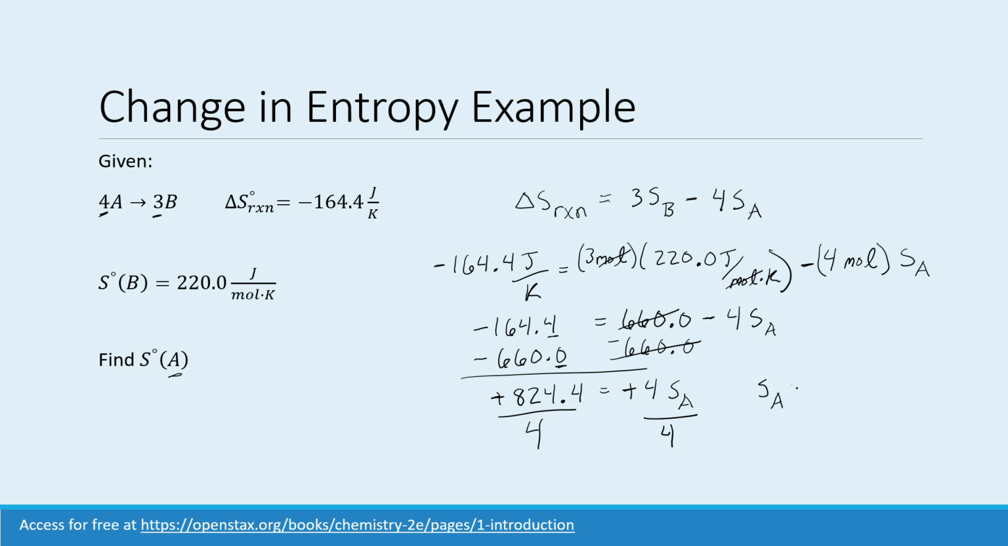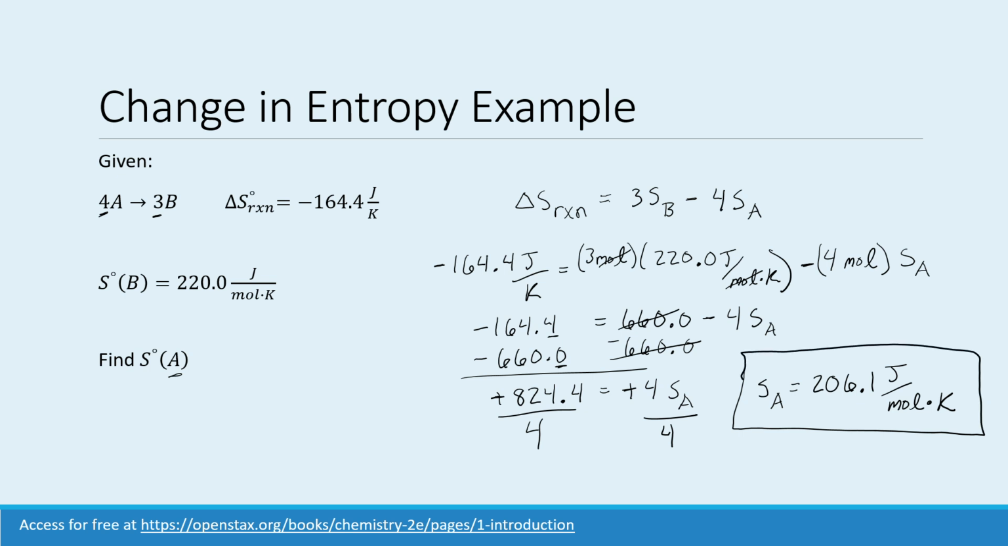Okay, so we've got 4 significant figures, which means we need to end with 4 significant figures, and so the molar entropy of A should be 206.1, and all of these molar entropy values are in joules per mole times Kelvin. Okay, so that should be the end of this topic.